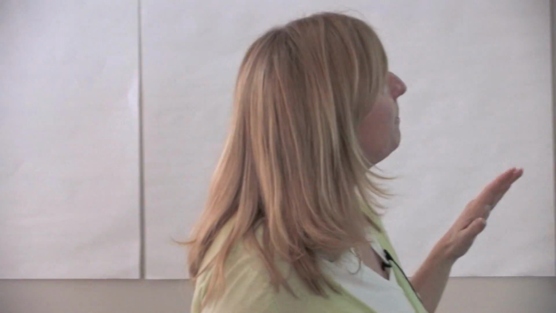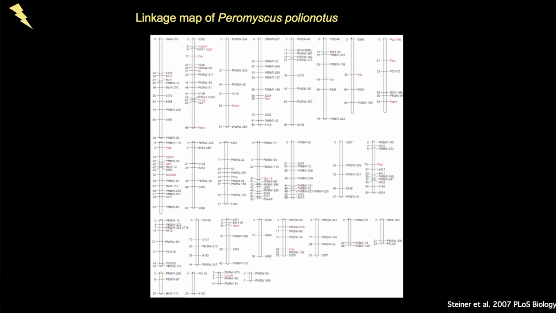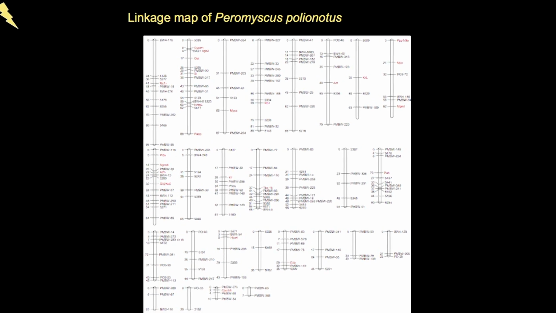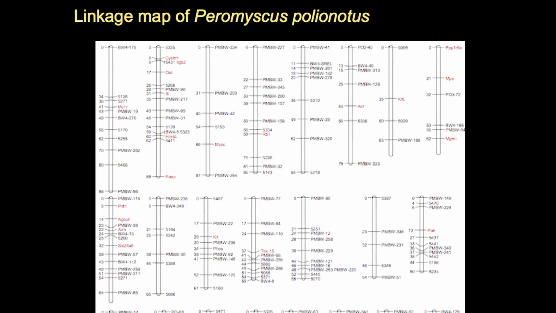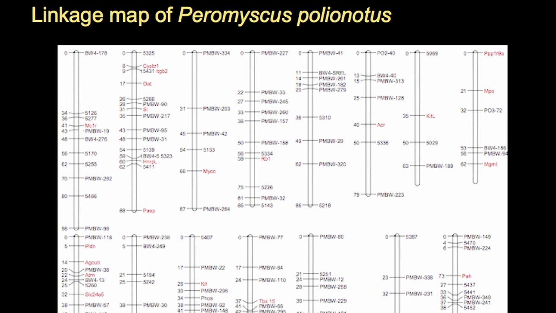Just to run you through this, essentially these are the chromosomes of Peromyscus polionotus, mostly in order of size. And each one of these markers represents a different SNP in the genome, some sort of marker that tells us whether a particular F2 has an allele from a dark parent or a light parent. And this allows us to do that statistical association.